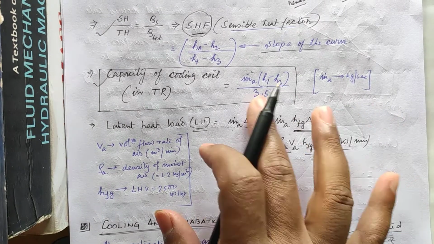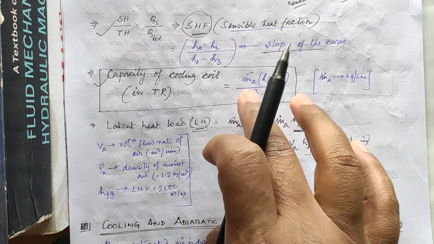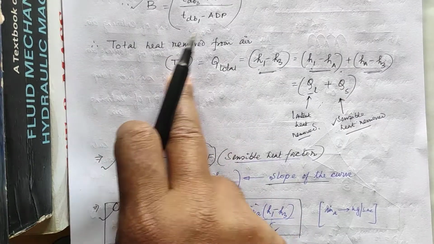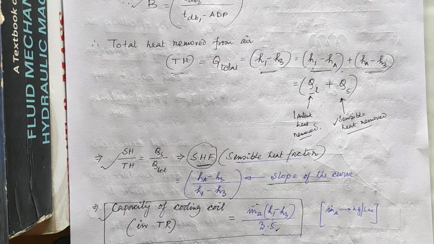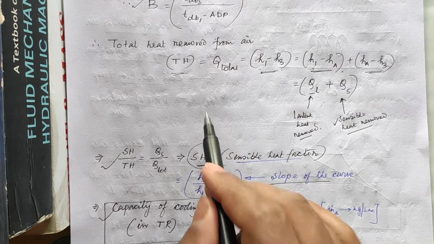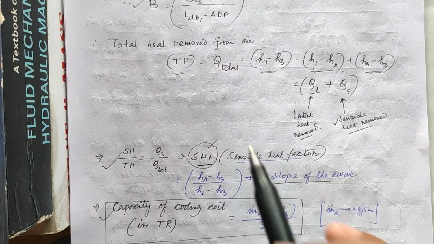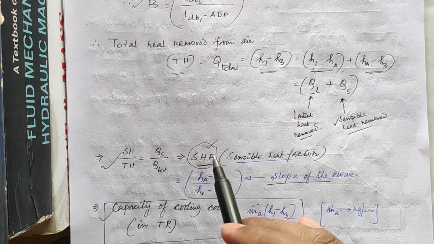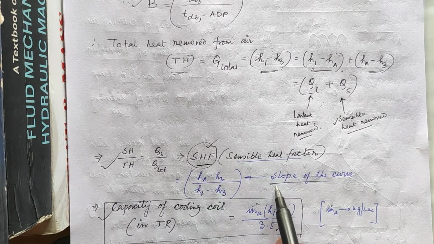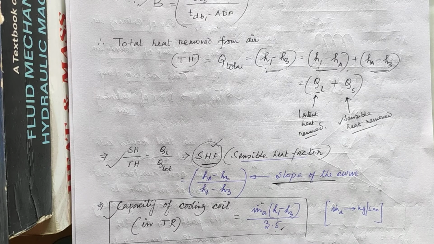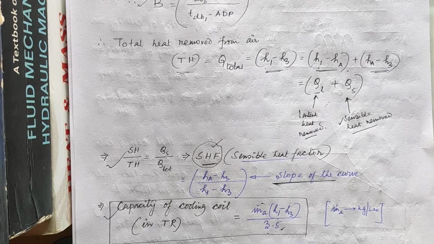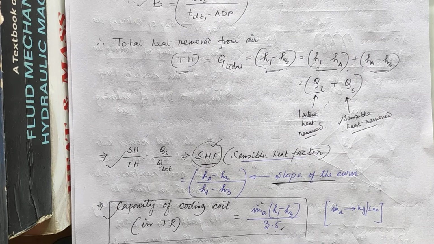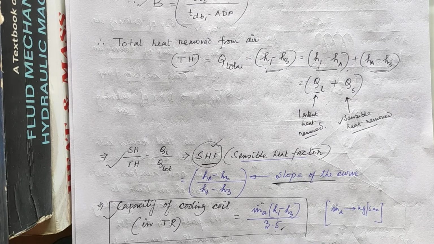So by using these two formulas, we can find out the capacity of the cooling coil, the amount of latent heat, and the amount of total heat. One thing you have to remember is that if the initial condition is known and the sensible heat factor is known, then the process line can be easily drawn, because this sensible heat factor is nothing but the slope of the curve. Okay, so in this way we can explain this cooling and dehumidification process. Thank you.